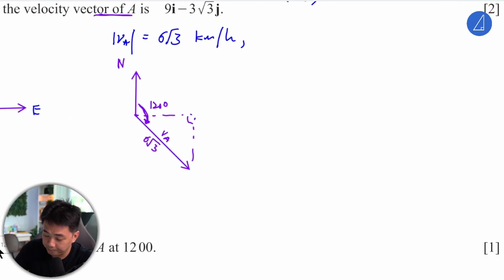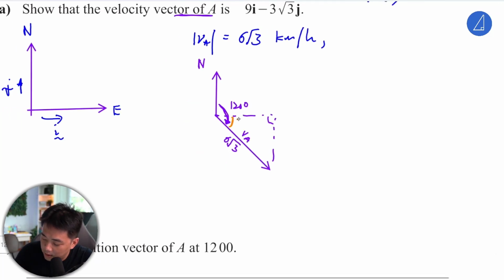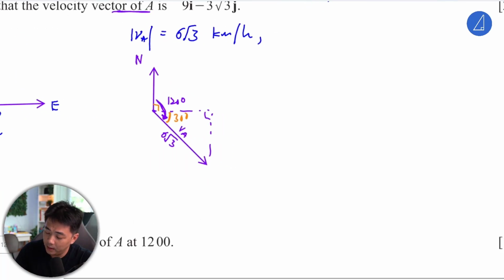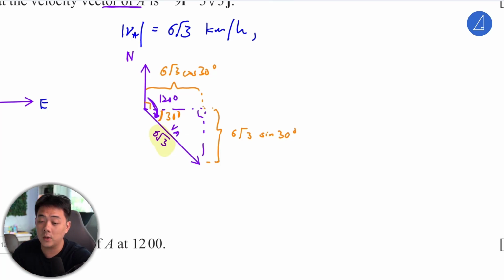In this case, what we need is to find this angle here, which is 30 degrees. You just take 120 minus 90. We're going to find the opposite component and the adjacent component. The opposite side is 6 root 3 sine 30, and the adjacent side is 6 root 3 cosine 30. It's just the normal trigonometric ratio, SOH CAH TOA.